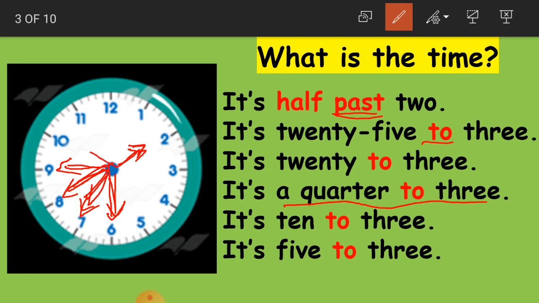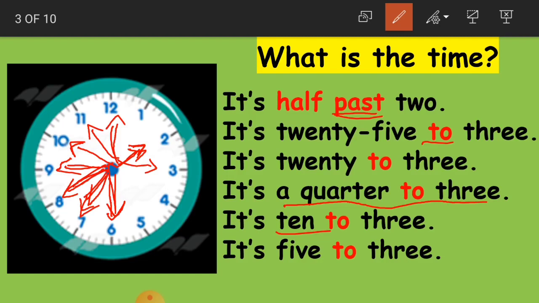Now, again, if you have the big hand at 10, it's 10 to 3. Okay, children? Again, if it is at 11, it is 5 to 3. And if the small hand goes to 3 and the big hand reaches 12, then it's 3 o'clock.